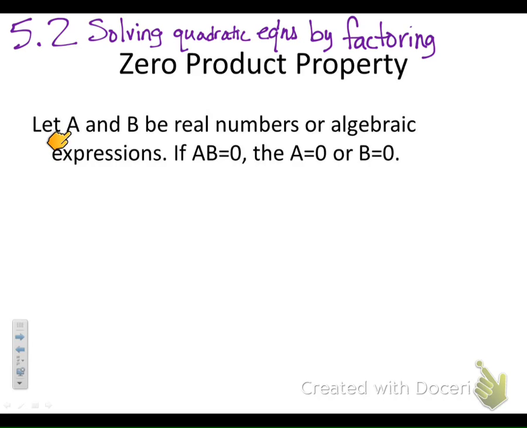If you had two real numbers, and we're just going to use variables for right now, if you have A and B be real numbers, if you have A times B equaling 0, that means either the first part is equal to 0 or the second part is equal to 0, or they both could be 0.